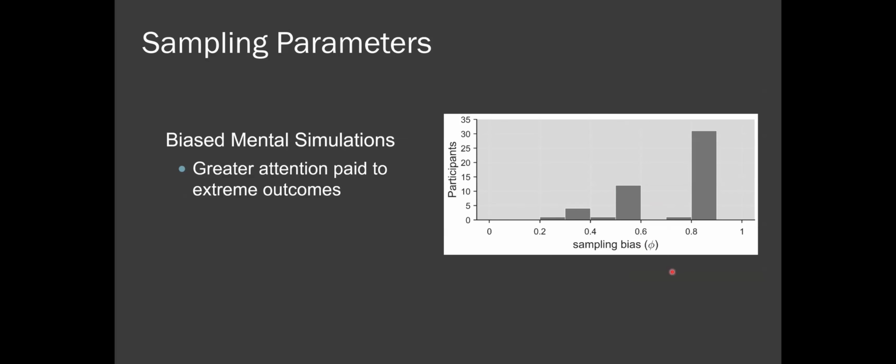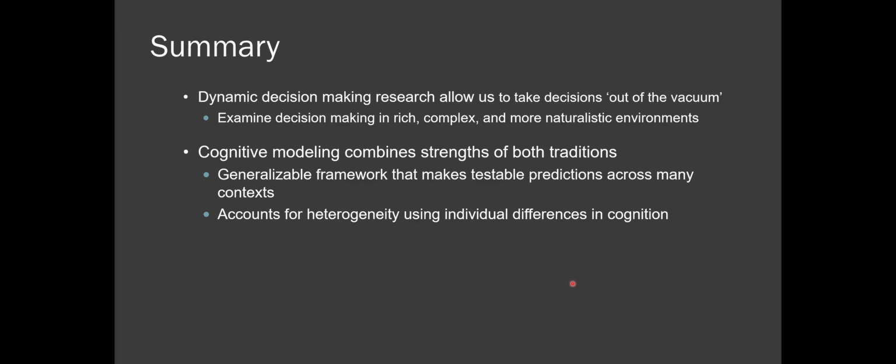We also see some interesting effects when we look at the biased sampling parameter, with the majority of people showing a value greater than 0.5, indicating greater attention being paid to extreme outcomes rather than more common ones.